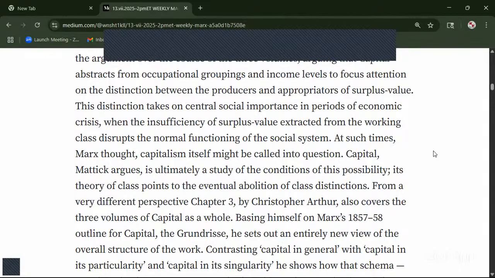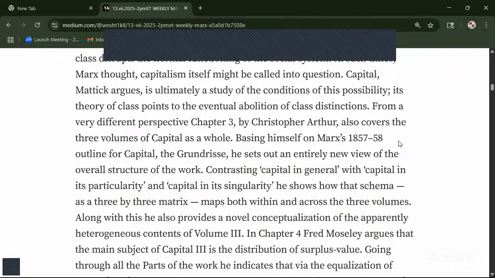From a very different perspective, Chapter 3 by Chris Arthur also covers the 3 volumes of Capital as a whole. Basing himself on Marx's 1857 to 58 outline for Capital, the Grundrisse, he sets out an entirely new view of the overall structure of the work. Contrasting capital in general with capital in its particularity and capital in its singularity, he shows how that schema as a 3x3 matrix maps both within and across the 3 volumes. Along with this, he also provides a novel conceptualization of the apparently heterogeneous contents of Volume 3.